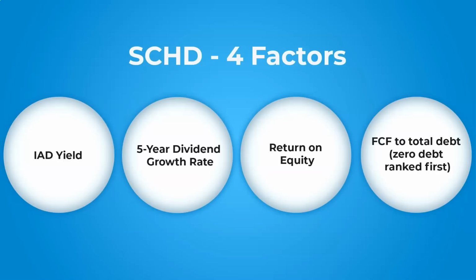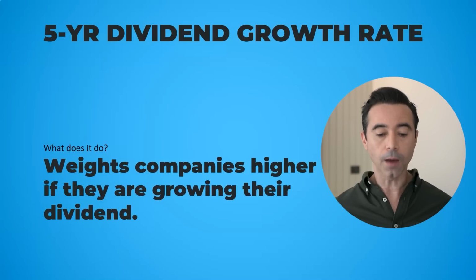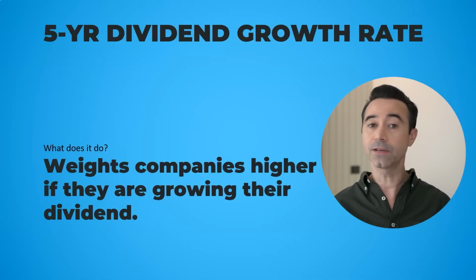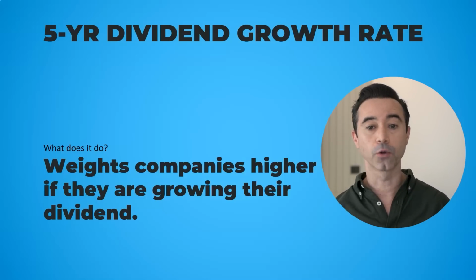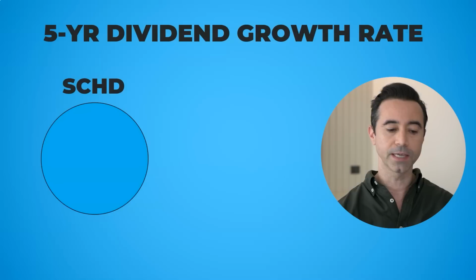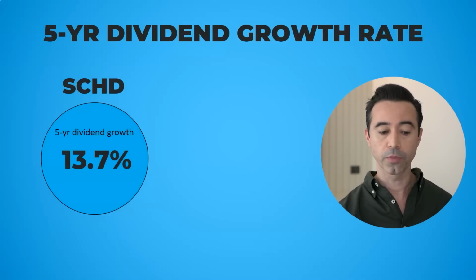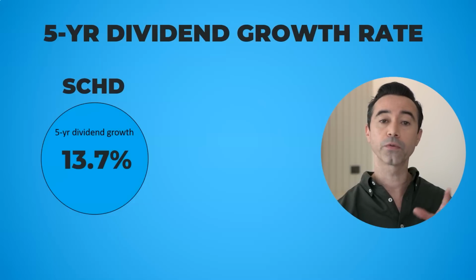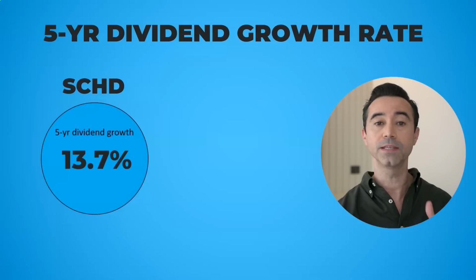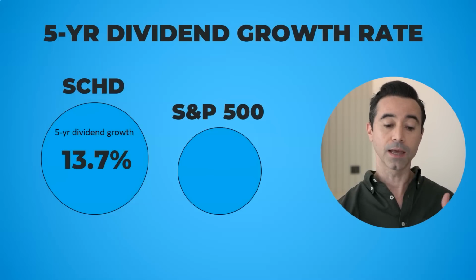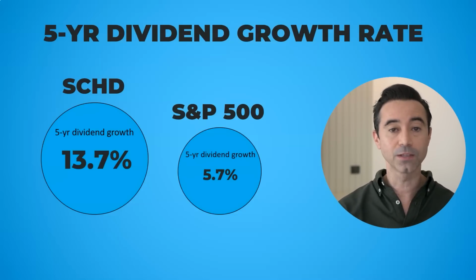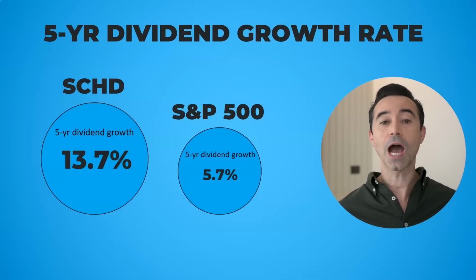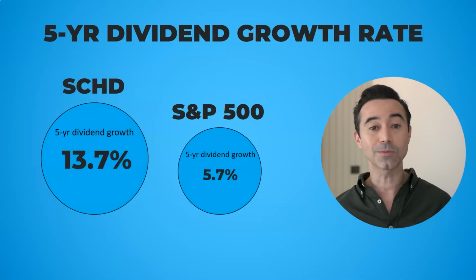Now, the next factor we have is the 5-year dividend growth rate. What is that? Well, what it does is it weights companies higher if they're growing their dividend. So if a company is growing a dividend, it's going to be higher ranked than if a company is not growing a dividend. What does that mean? Well, we could take a look here. SCHD's 5-year dividend growth, 13.7% over 5 years, is the average growth rate of the dividend in SCHD. But the S&P 500 index has only been 5.7% for the dividend growth rate. So SCHD has a much higher dividend growth rate than the S&P 500.